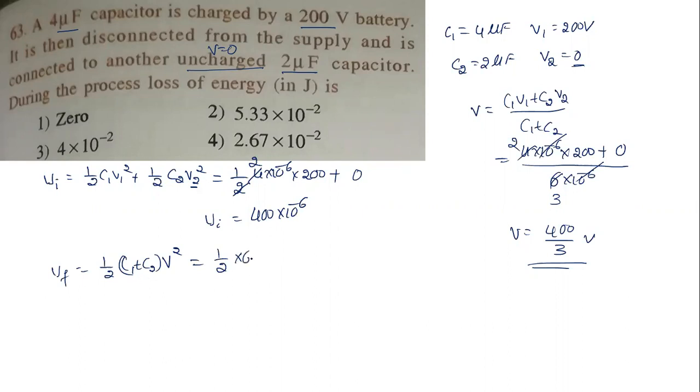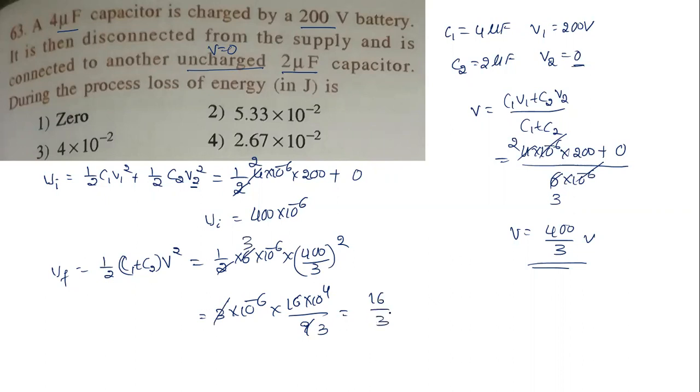Directly I'll take now. It is 6 into 10 power minus 6 into common potential, how much is it? 400 by 3 whole square. So it is going to cancel 3 times. It will be how much now? 3 into 10 power minus 6 into 16 into 10 power 4 divided by 9. Okay, that squaring I have done now. So 3 times, it will be 16 by 3 into 10 power minus 2, because minus 6 minus 4 is there. Okay, this also I can write now, 4 into 10 power minus 2 I can write.